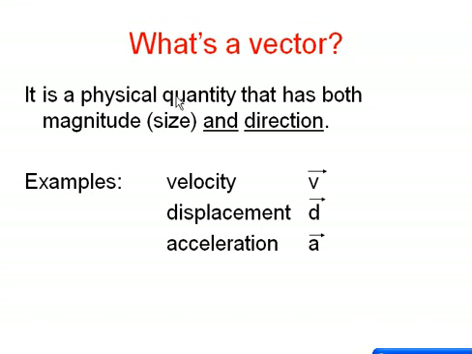A vector is a quantity that requires both a magnitude, a size, and also a direction. So here you see the three vectors listed, and the arrow on top of each of these indicates that it's a vector quantity. Without that arrow on it, it would not be a vector quantity.